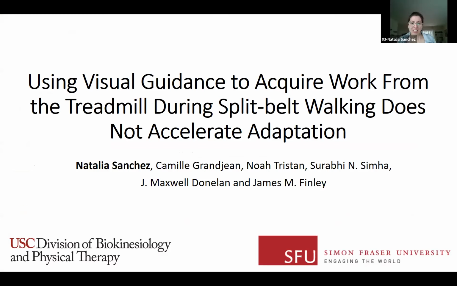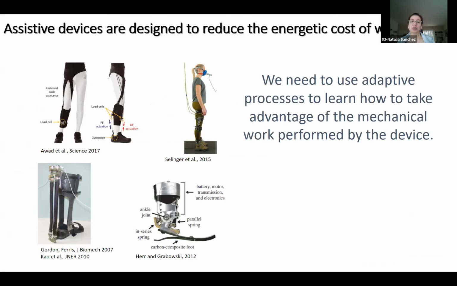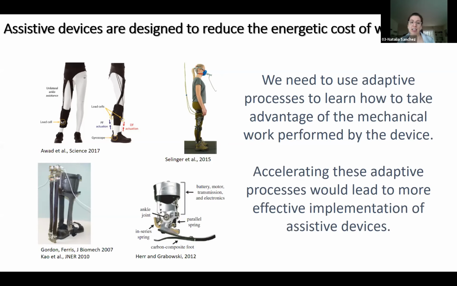So as everyone in this crowd really knows, the goal of assistive devices is to reduce the energetic cost of walking. And the success of these devices, which I have some examples of here, depends not only on their design, but also on people's ability to learn how to use these devices. Therefore, we need to use adaptive processes to learn how to take advantage of mechanical work performed by the device. And accelerating these adaptive processes would lead to more effective intervention and more effective implementation of these assistive devices.